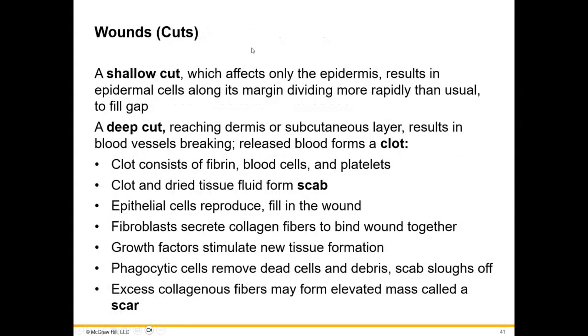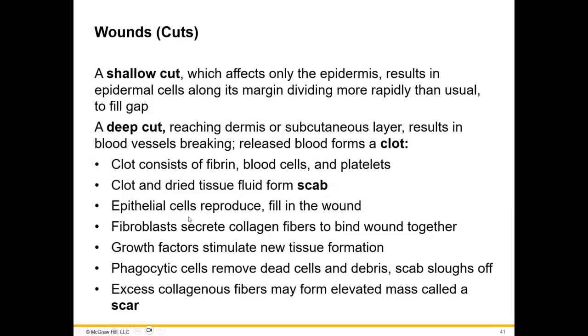Okay, as far as wounds, a shallow cut, which affects only the epidermis, will result in epidermal cells along the margin dividing rapidly, and that'll fill the gap. But a deeper cut, one that reaches the dermis or subcutaneous layer, will result in blood vessels breaking, and released blood forms a clot. The clot consists of fibrin, blood cells, and platelets. And the clot and dried tissue fluid form a scab.